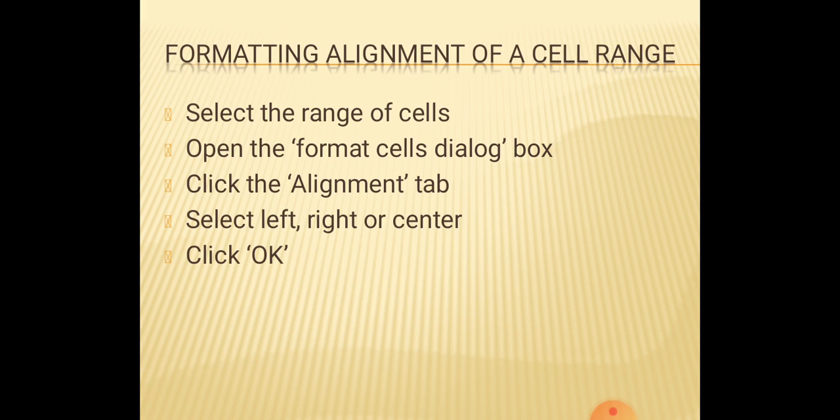Next one, formatting alignment of the cell range. You have to select the range of cells first, select the Format Cells dialog box, and select Alignment. Based on it, select which type of alignment you prefer: left alignment, right alignment or center alignment, and finally click OK.